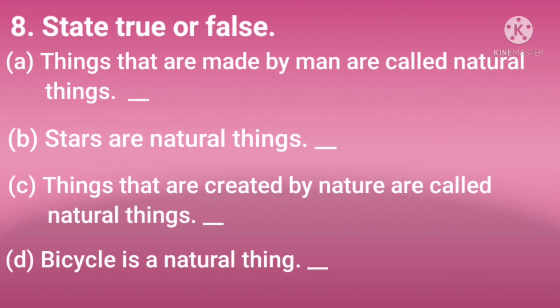Question number 8. State true or false. Number A. Things that are made by man are called natural things. जो चीज को इंसान ने बनाया है उसे हम नेचुरल थिंग्स कहते हैं. No, it's false. उसे मैन मेड थिंग्स कहते हैं.